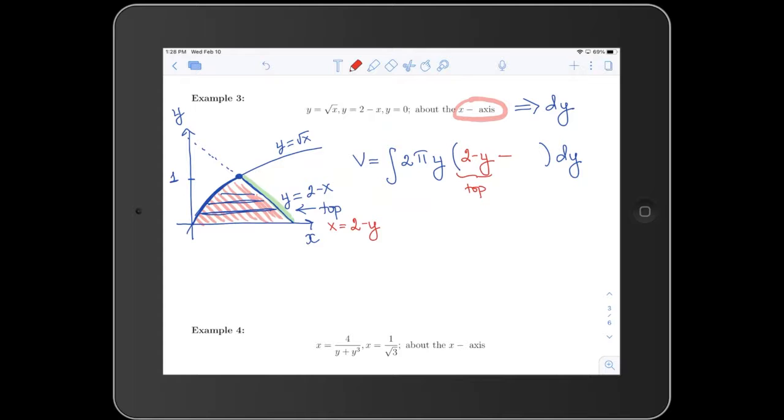That is my top minus the bottom. What is the bottom? Let me highlight that one in a different color. So let's say blue. That would be this part right here. That is my bottom function.